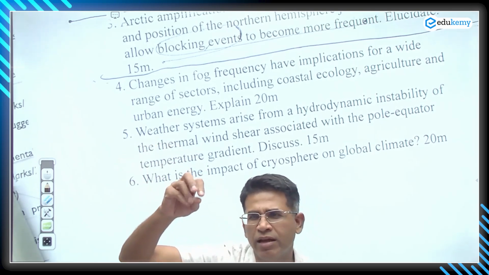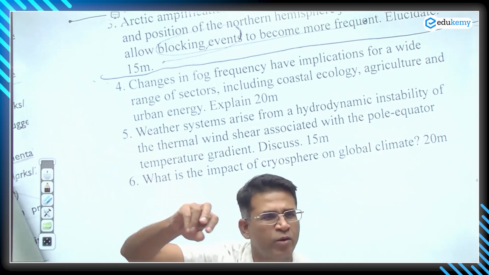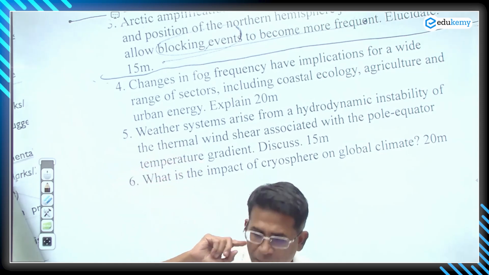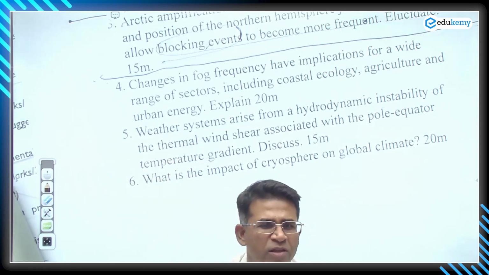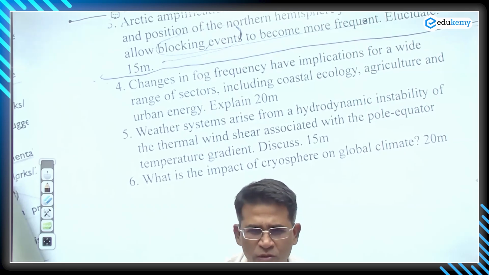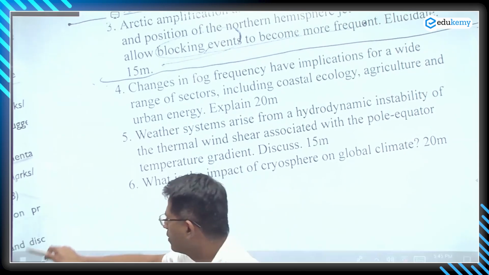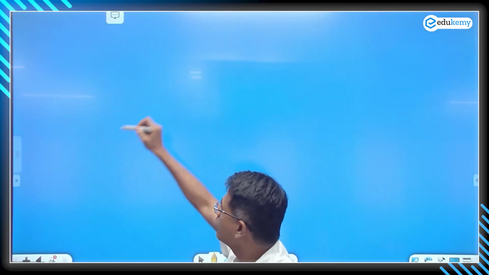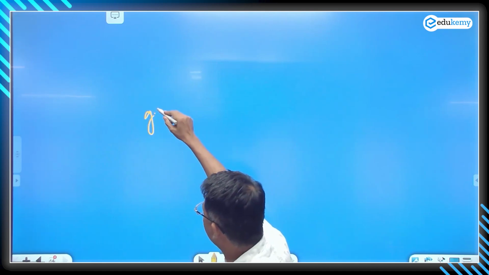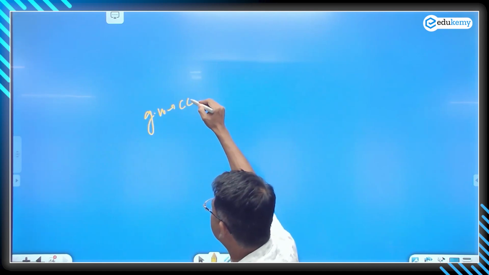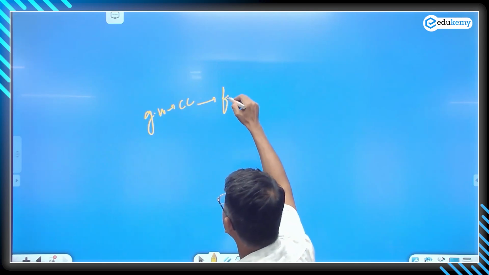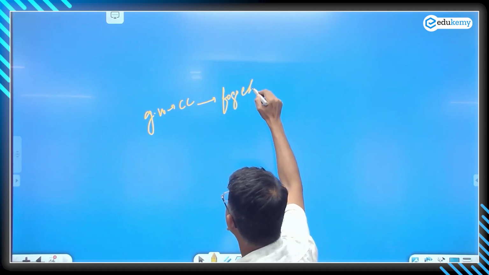What will happen in agriculture? What will happen in coastal ecologies? And what will happen in urban energy? Can you all think through this and write down? Two to three points in each. All of you, there is global warming. There is climate change. It leads to fogs changing.